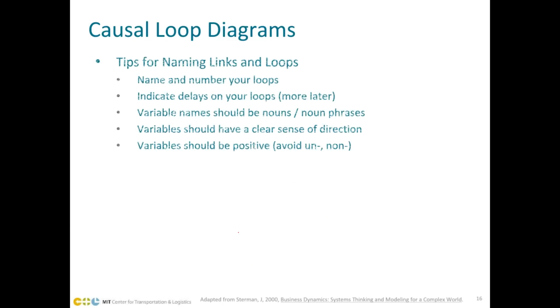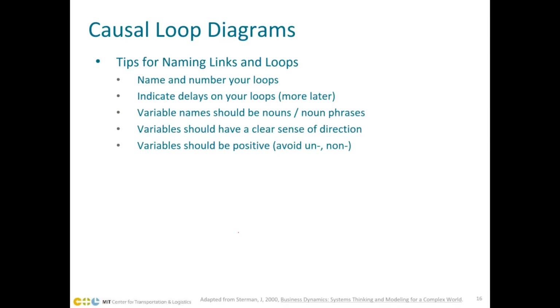So some last tips, these are just really quick, for when you do these diagrams. Name and number them. Whenever you do loops and have a larger, more realistic model, you're going to have a bunch of these. So name them, balancing 1, 2, 3, and give them names like sales cycle, order reduction cycle, sleeping cycle, so you can understand and refer to them. You should indicate delays on the individual links, and we'll talk about this later in another video segment. The variable names should be nouns or noun phrases because remember, these are variables, so they're things that you can actually count.